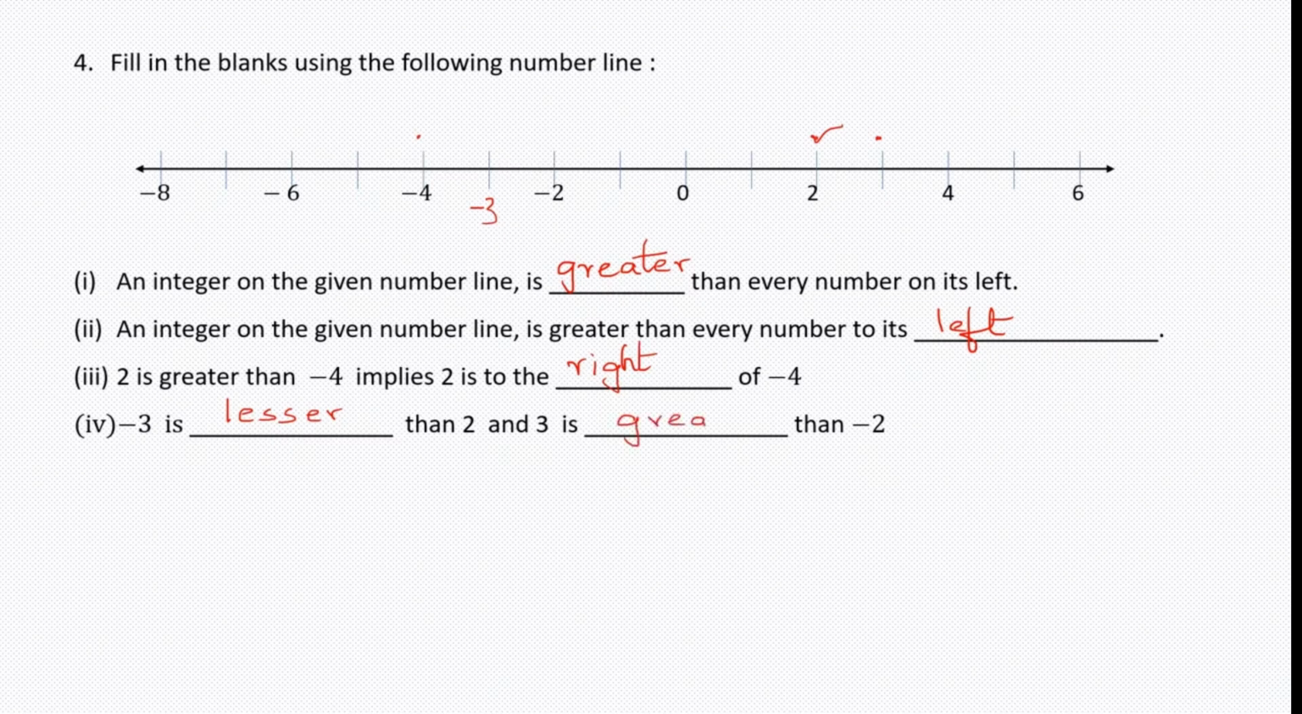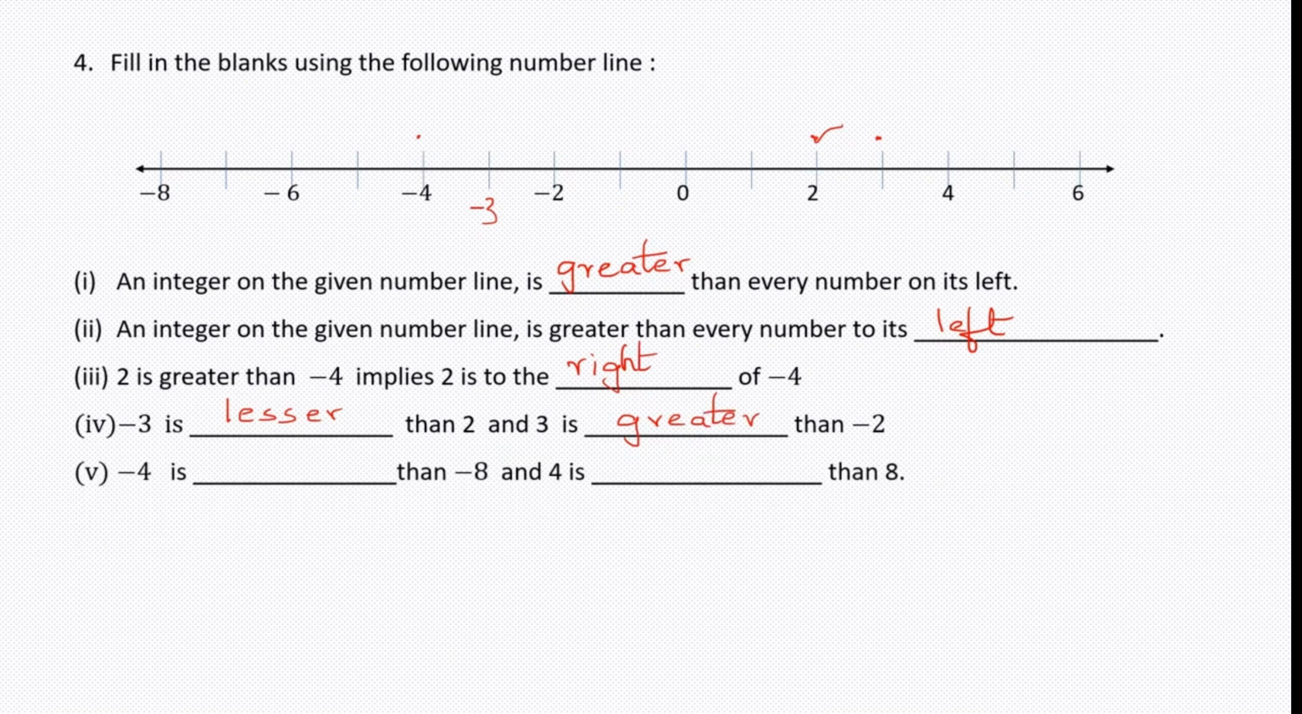Okay, all positive numbers are greater than negative numbers, greater than -2. -4 is here, is dash than -8. Every number to the left is smaller. So -8 is to the left of -4. So -4 is greater, isn't it? -4 is greater than -8.